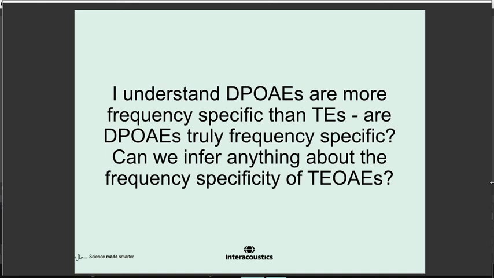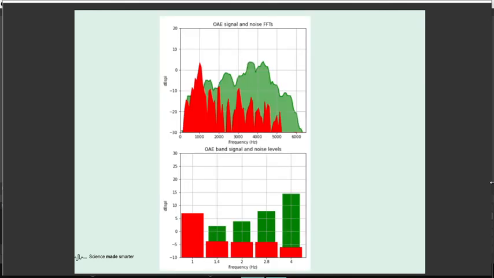Yeah, so it is true that DPs use a more frequency-specific method of stimulation. That's for sure. We're only putting a single tone or 2 tones in to elicit the response, and the response comes back from a very specific place on the basilar membrane. A TE kicks the whole system at once with a broadband stimulus, and the response that comes back contains all the frequencies, and we can analyze those out using spectral analysis.